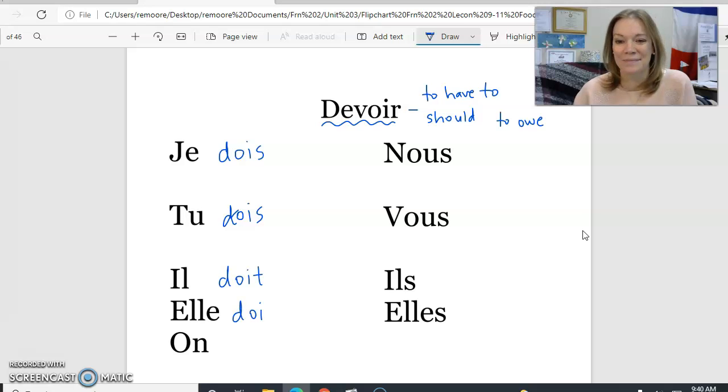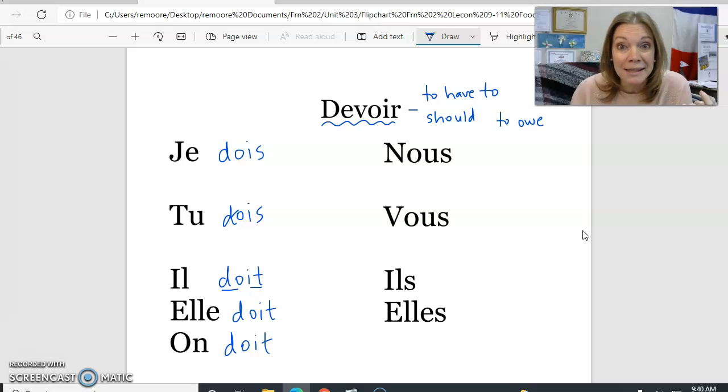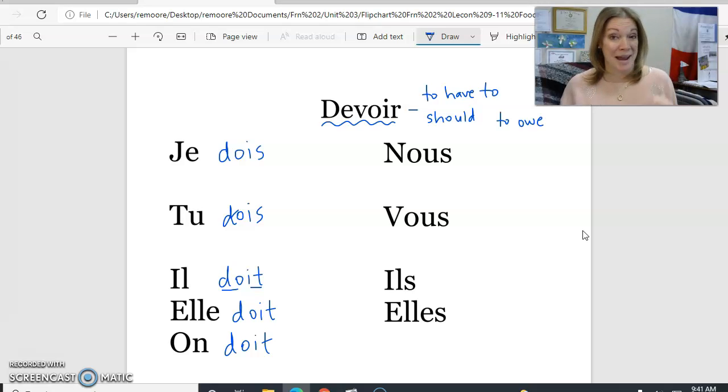Elle doit. On doit. And a very astute student of mine pointed this out, which I absolutely love because I never thought of this before. Je dois, tu dois, il doit. Look at this word closely. In English, do it. You have to do it. Devoir means things you have to do or should do. Just do it. Just do it. But make sure you pronounce it doit.